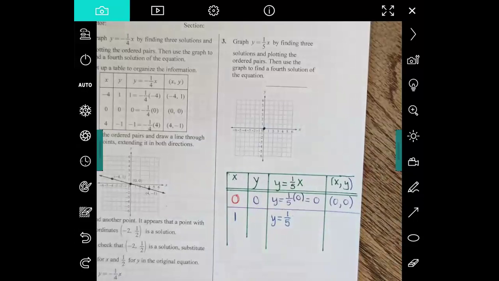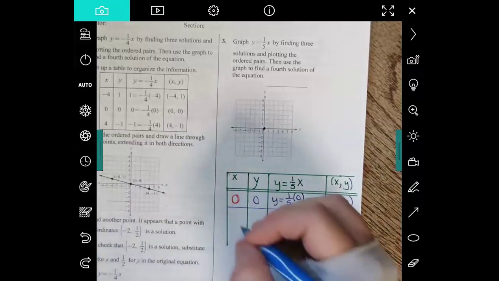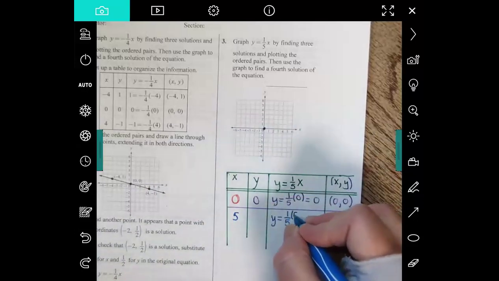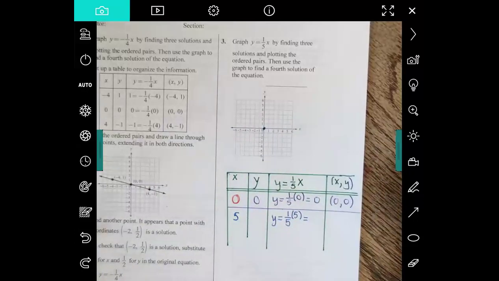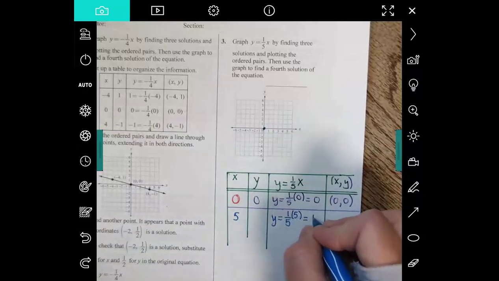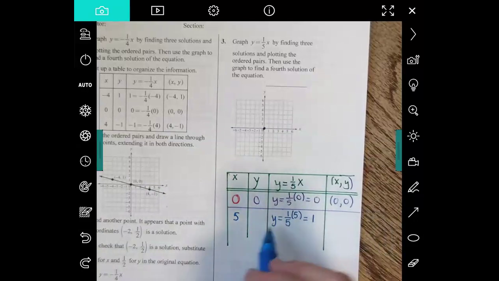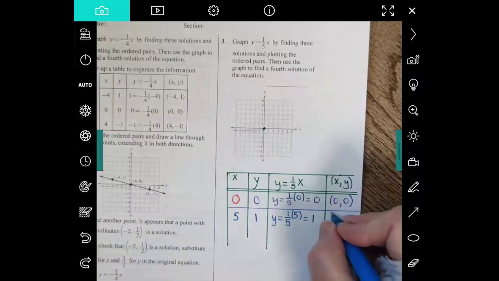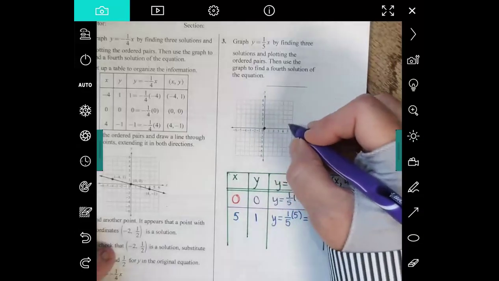Ben. 5. 5, exactly. 5 would be because 1/5 of 5 is a lovely number. It's not a fraction, or not that fractions aren't lovely, but it's a nice whole number, which is easier to graph. So 1/5 of 5 is 1. So when I put a 5 in for X, Y is 1. That gives me the point 5, 1 on my graph. So let's put that there. 5, 1.